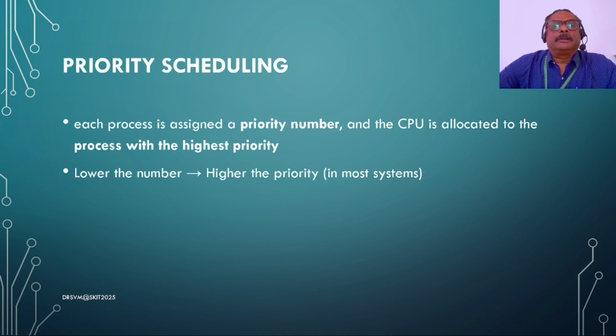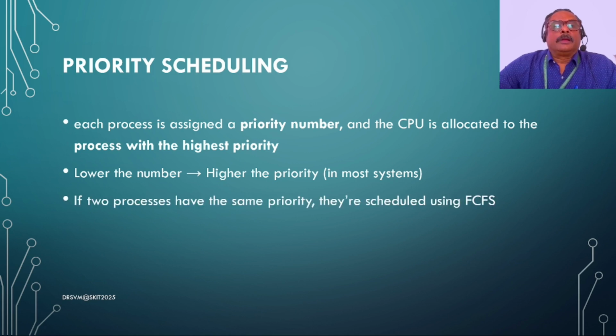So lower the number, higher the priority in most cases. That means 1 means highest priority. So first priority should be given to the process having priority number 1, then second priority to priority number 2, and so on. So lower the number, higher is the priority. And if two processes have the same priority, then they may be scheduled using first come first serve basis.